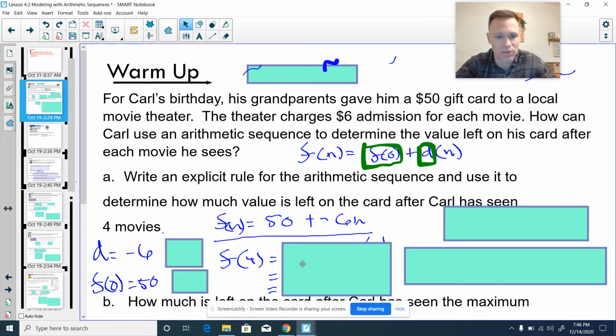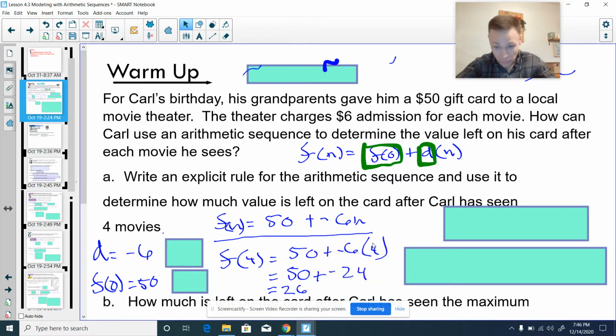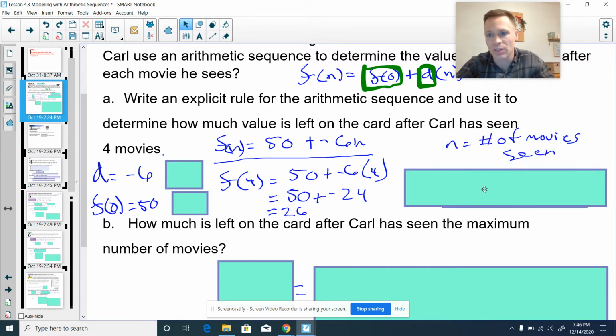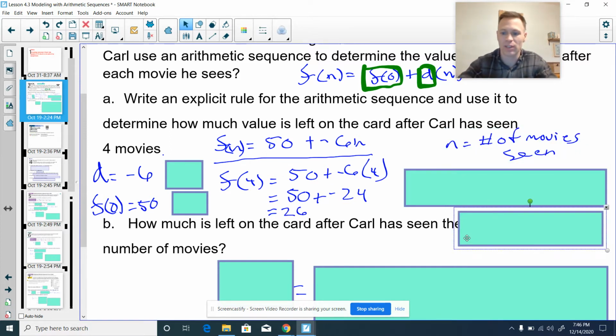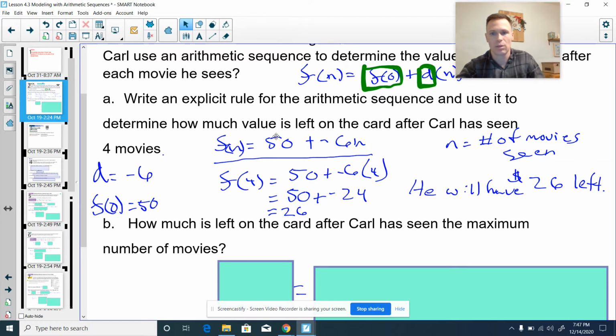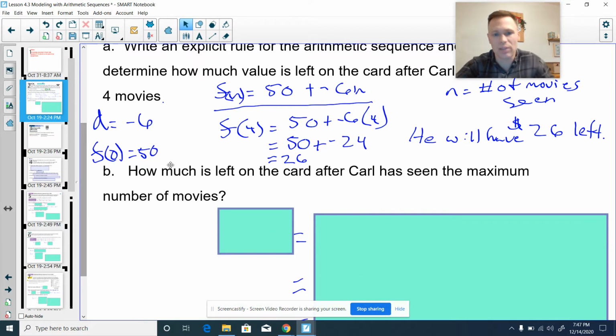Now I am asked to find the value of the card after I've seen 4 movies. All I have to do is substitute 4 in for n, and negative 6 times 4 is negative 24, and then 50 minus 24 is 26. Again, n here is the number of movies seen. We can write a sentence at the end that says he will have $26 left after he's seen 4 movies.